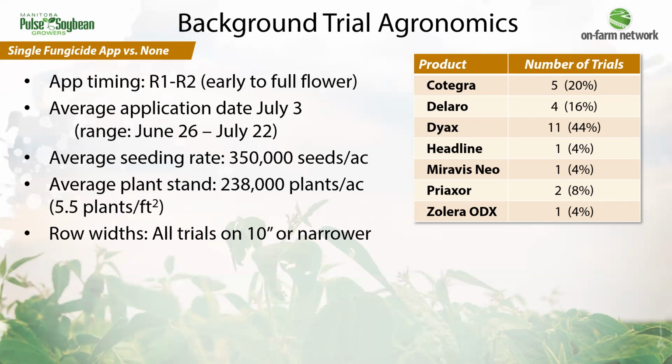And then average pea seeding rates across these trials was 350,000 seeds per acre, and the average established plant stands were 238,000 plants per acre, or 5.5 plants per square foot. And then all of these trials were grown on 10 inches or narrower rows.